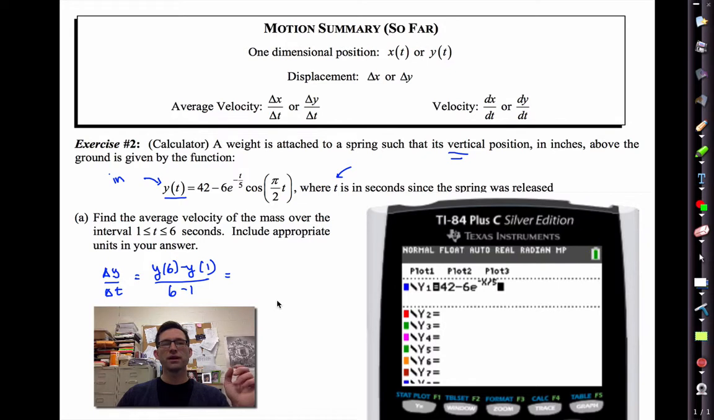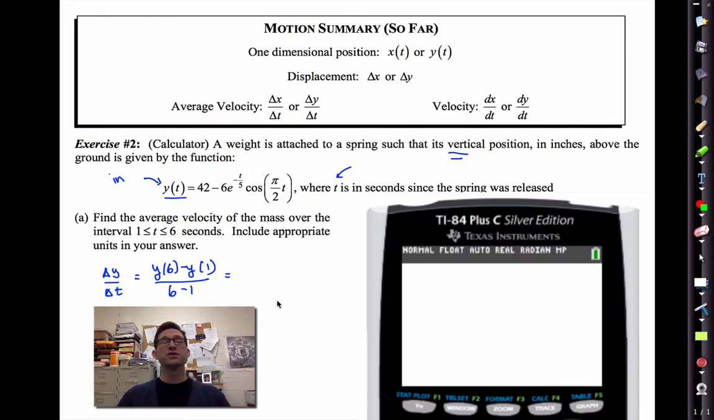Okay, put in my cosine, pi divided by 2 times t. Parentheses, enter. Okay, check my function out. It looks good. Let's go out to the main screen. Now I'm not graphing this. What I'm going to do is use that function notation on our calculators to actually evaluate the displacement, and then I'll divide it by the elapsed time.